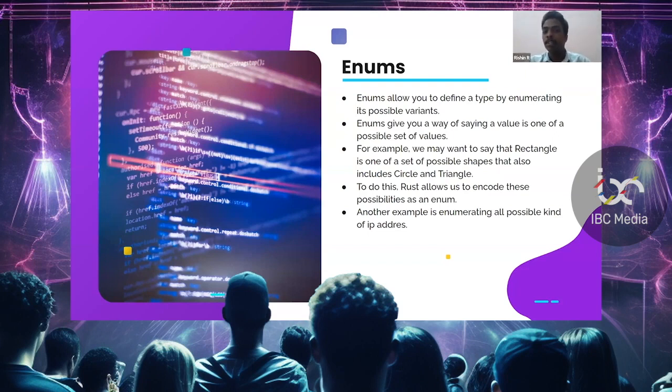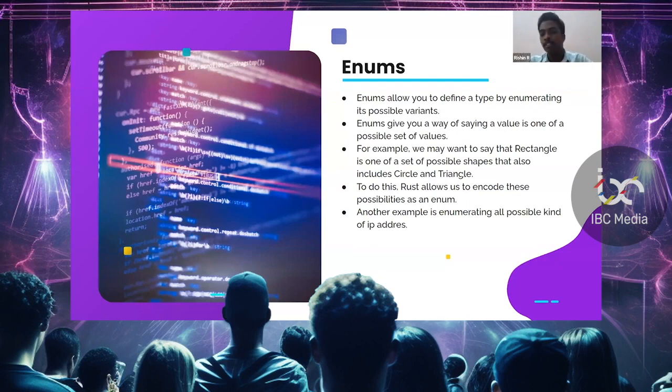Okay. So enums give you a way of saying a value is one of a possible set of values. This is not like creating a struct. In a struct, we have to encapsulate a certain number of data items of certain data types into the struct. But in an enum, we show the different possible set of values that we can give for the particular enum.